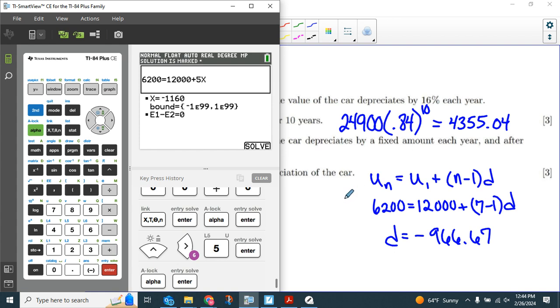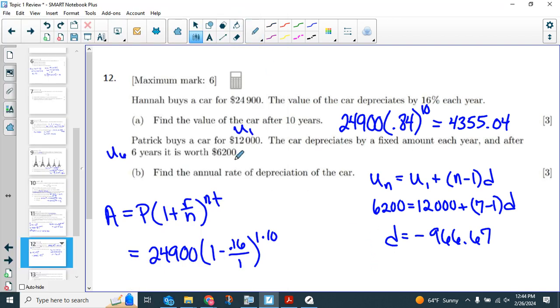I'm sure that they want it to be negative 1160. All right, I would totally accept either one of these. So if you assume that after 6 years is u sub 6, then that would be 1160. I would totally give you either. I would much prefer this answer because this is really what it means.